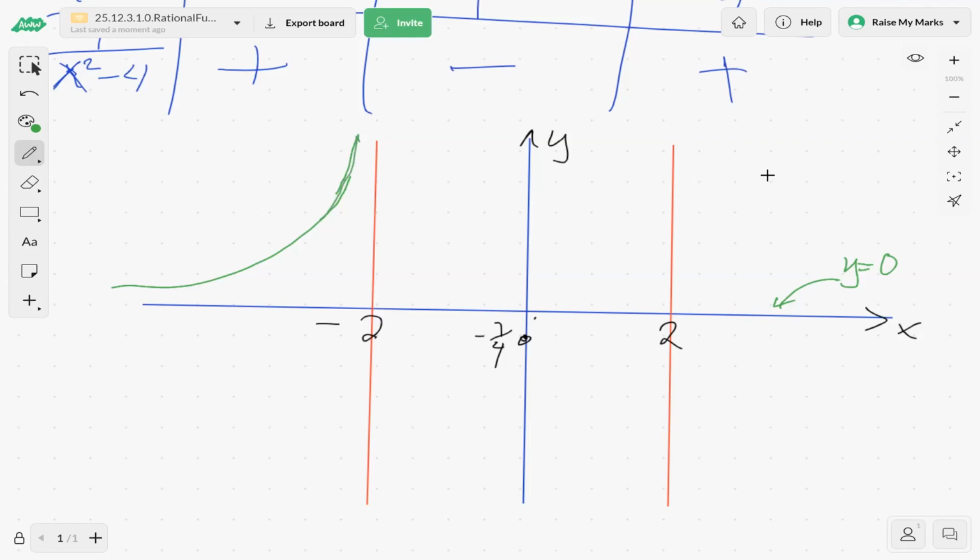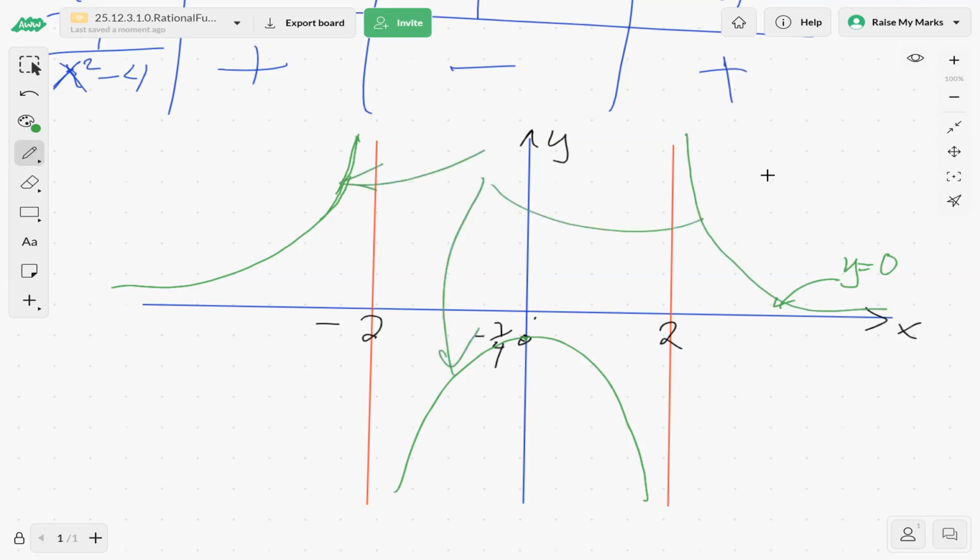Now, when x is between -2 and 2, our function is negative. It looks something like that. And then when x is greater than 2, our function is also positive again, and looks a little like that. So all these green pieces make up our function, which is y equals 1/(x² - 4). I made a bit of a mess here, so let's make some room. Good.